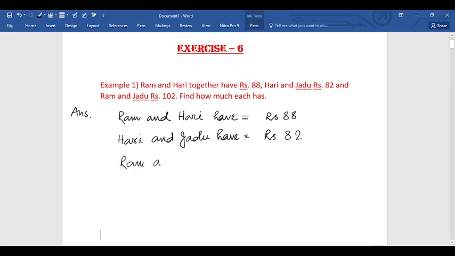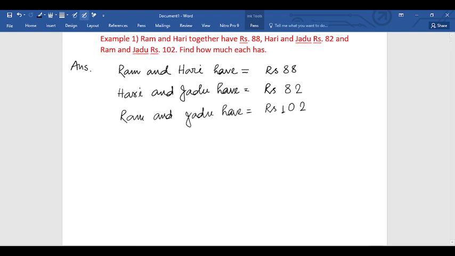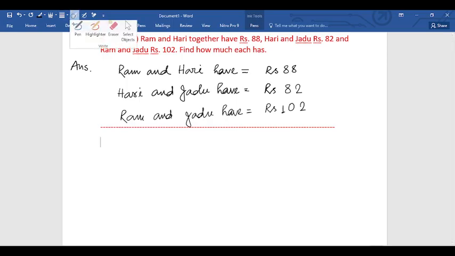Ram and Jadu have rupees 102. Now, how much total do they have? Here, this is Ram 2 times, Hari 2 times, Jadu 2 times. That means all are 2 times.